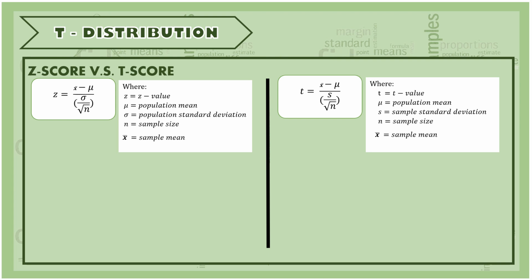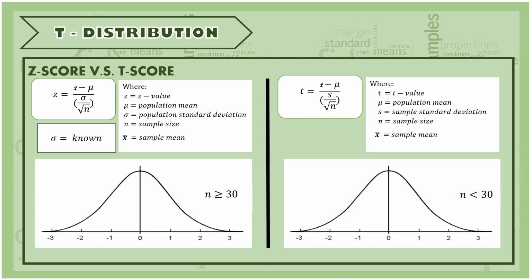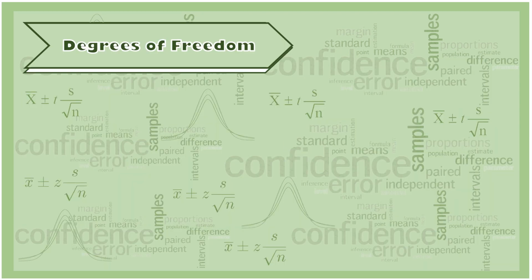Take note, you will use the z-score if and only if the given sample size is 30 and above, wherein the population standard deviation is known. Otherwise, you will use the t-score if the given sample size is less than 30, wherein the population standard deviation is unknown. So we will go now to the degrees of freedom.